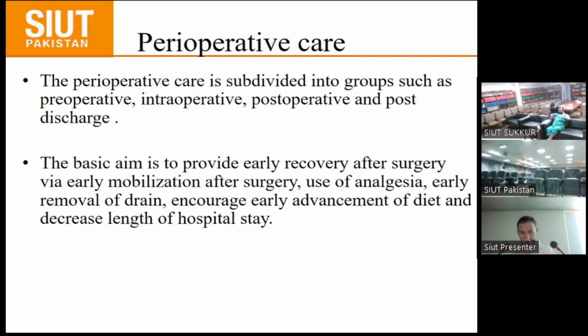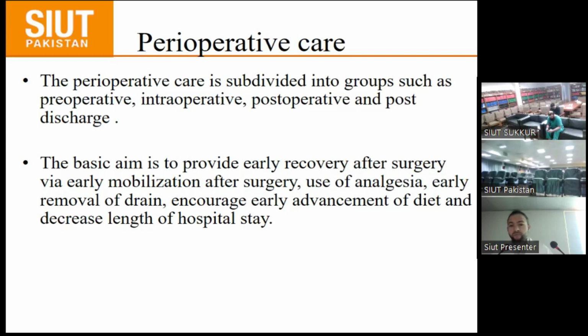So the drug excretion is also affected. So we have to look into these things too before prescribing any antibiotic or any inhalation or IV drug to the patient. So the perioperative care is divided into 4 groups: preoperative, intraoperative, postoperative, and post-discharge.